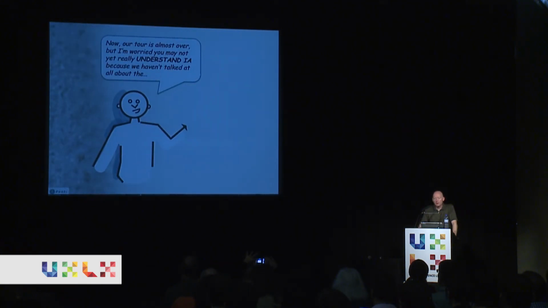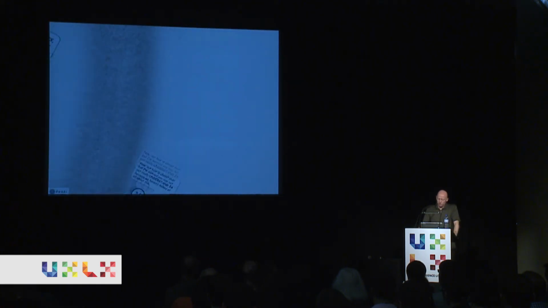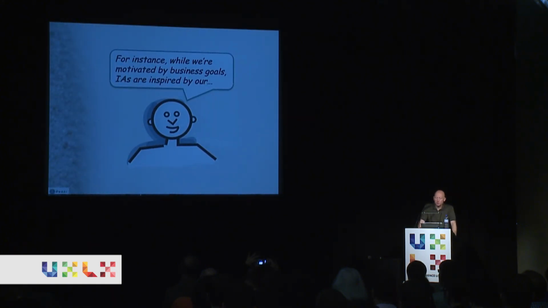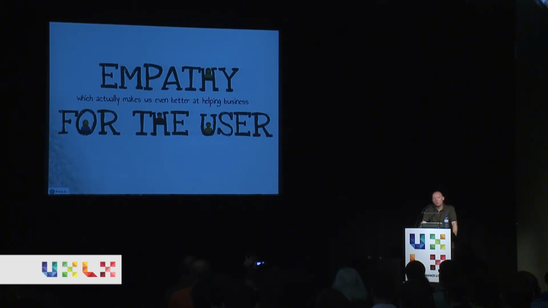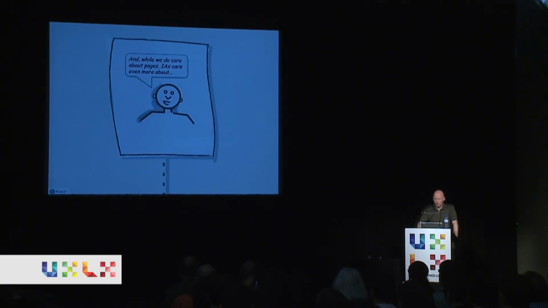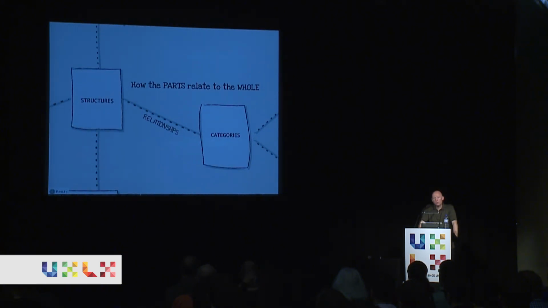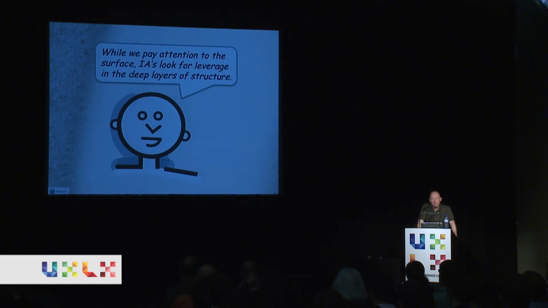I'm almost done, but I'm worried that maybe you still don't really understand what I'm talking about when I talk about information architecture. Because so far we haven't talked about the IA mindset. For instance, while we're motivated by business goals, IAs are inspired by our empathy for the user, which actually makes us even better at helping business. And while we do care about pages, we care even more about how the parts relate to the whole, the structures and relationships and categories. And while we pay attention to the surface, we look for leverage in the deep layers of structure.